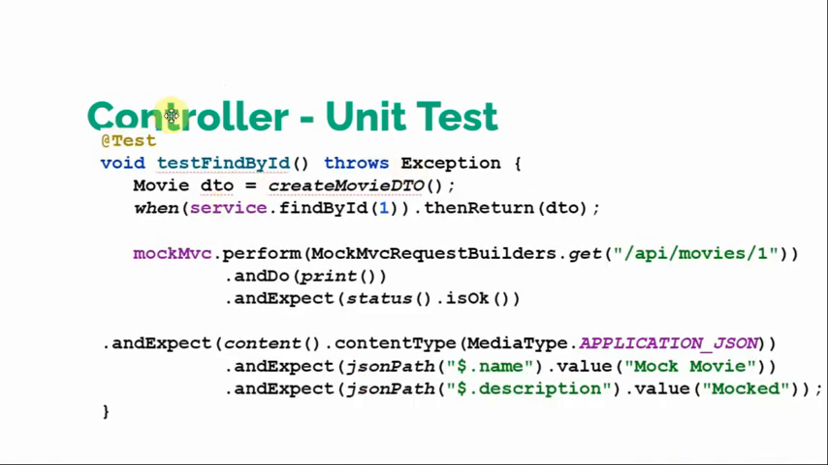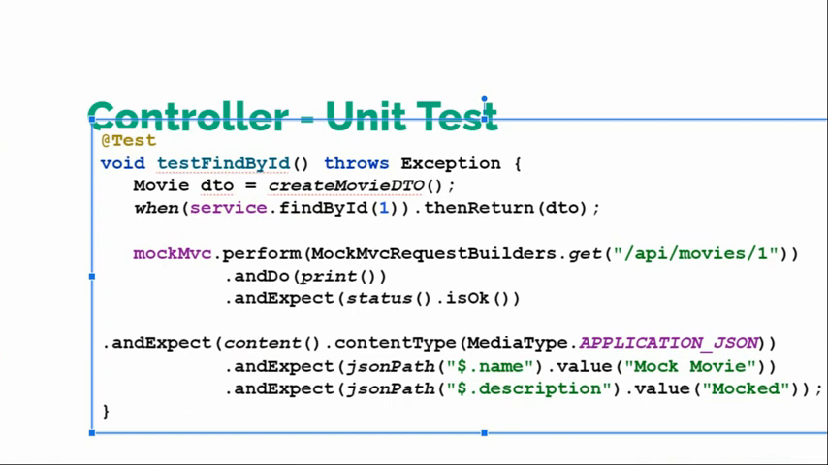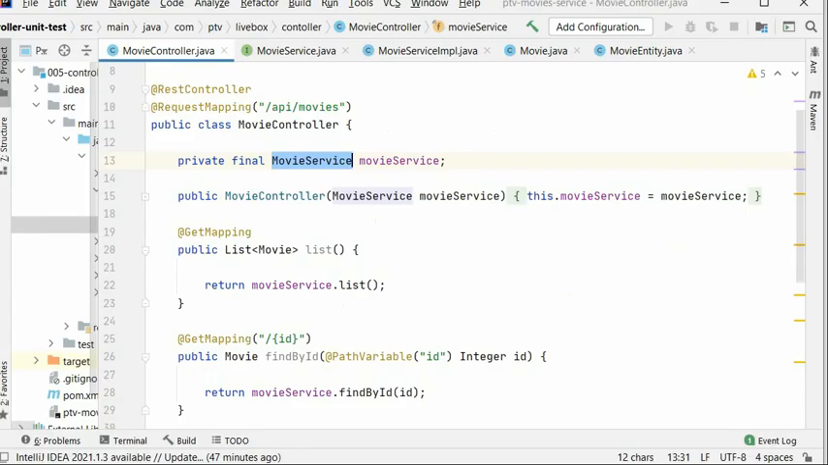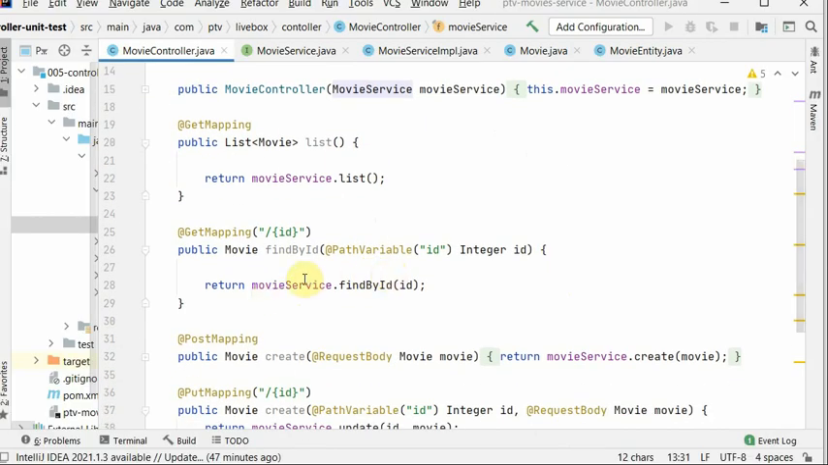Okay, so here is our test. Basically, what we will do is create the DTO. This is the sample DTO that we want to mock, and here we are mocking: when the service.findById(1) is called, then return this DTO. So when this call is made to the service with id 1, then return the DTO that we just defined.